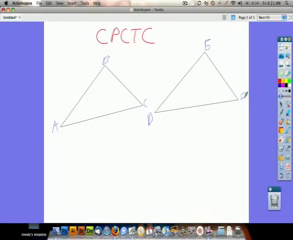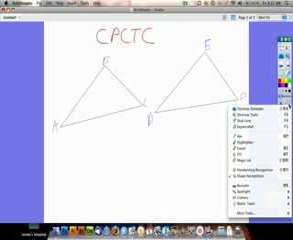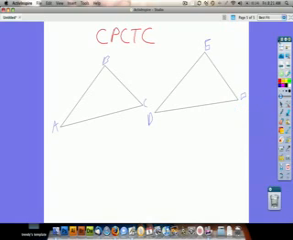Oh my goodness. I still had shape recognition on. Doesn't that look awful? How do I turn the stupid thing off? There we go. A, B, C, D, E, F. That's an F. Okay. Sorry, y'all.